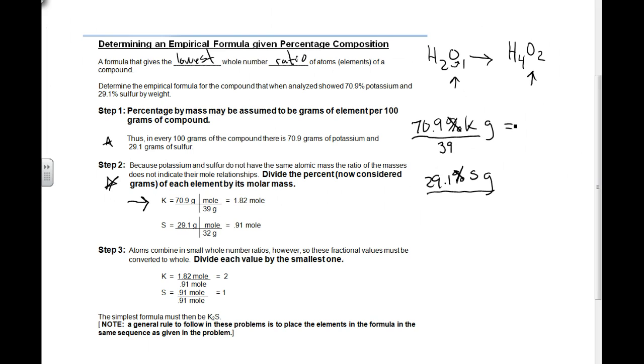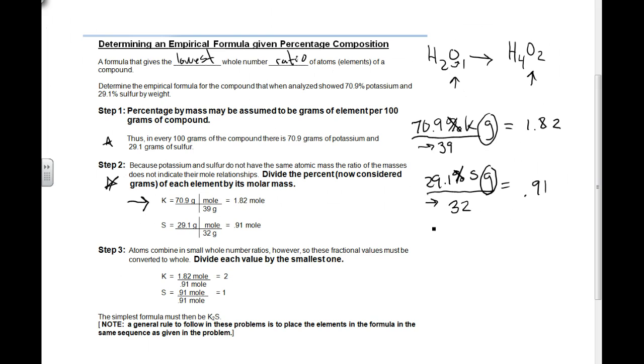All right, so 70.9 divided by 39. Then I find the mass of sulfur. I do remember that one. It's 32, even though it is there on the left. All right, so I do the math, and I get 1.82 up here, and I get 0.91 up here. All right, so we've done step 1 and 2. Step 1, convert each to grams by changing percent to grams. Step 2, divide by molar mass of each.